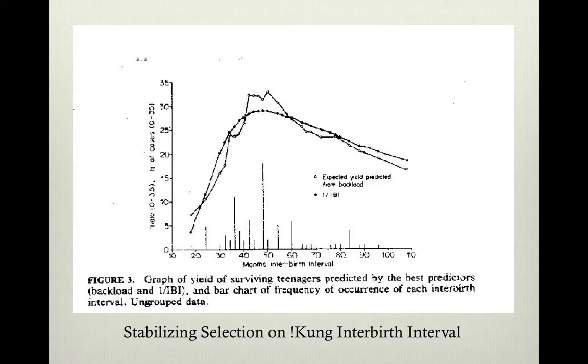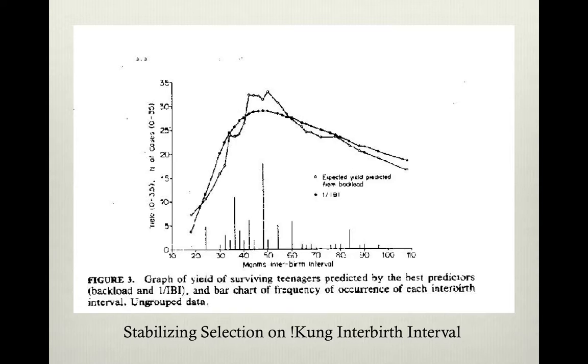Well, we see that survival of teenagers is definitely related to interbirth interval. So what does that mean? That means that babies born to mothers who have interbirth intervals of 4 years or more are more likely to survive to their teenage years. Those who are born to mothers who have interbirth intervals of less than 4 years are less likely to survive to their teenage years.